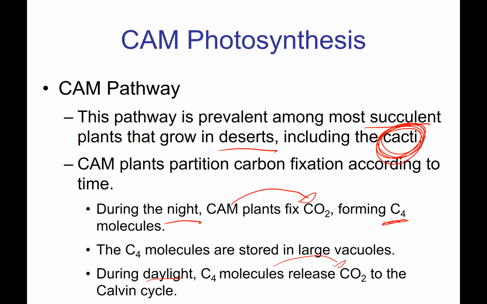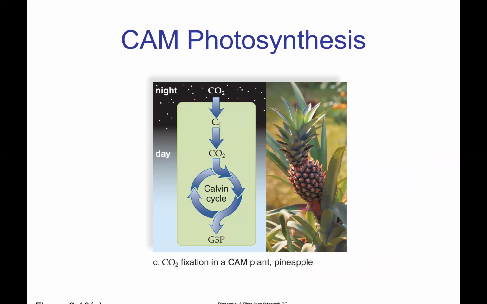So CAM is a lot like C4, except it does different parts of carbon fixation at different times of the day. So this is done at night. This is done during the day. Now you might ask, why the heck does it do it at night? Well, during the night, CAM plants are able to open up their stomata to take in that carbon dioxide without losing precious resources such as water to evaporation. And then during the day, it goes through the Calvin cycle.